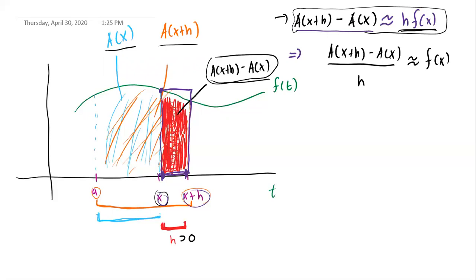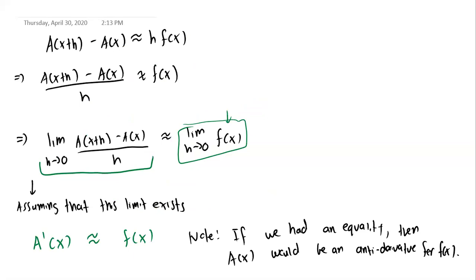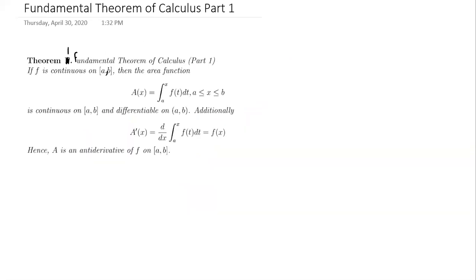From all that, with a little bit of algebra and limits, we concluded that the function f is actually an approximation for the derivative of the area function. As we noted, if we actually had equality, then the area function would be an antiderivative for f. And as I mentioned, that actually turns out to be true. So this is Theorem 1, the Fundamental Theorem of Calculus, part 1.